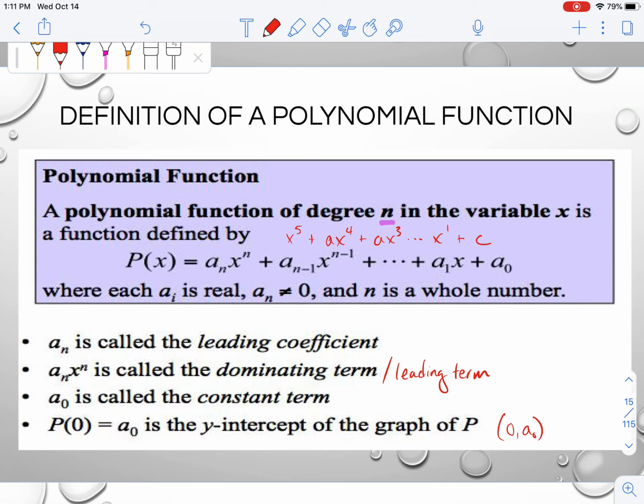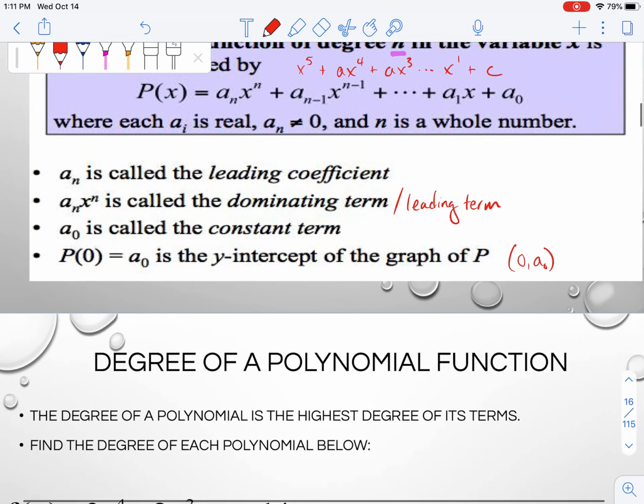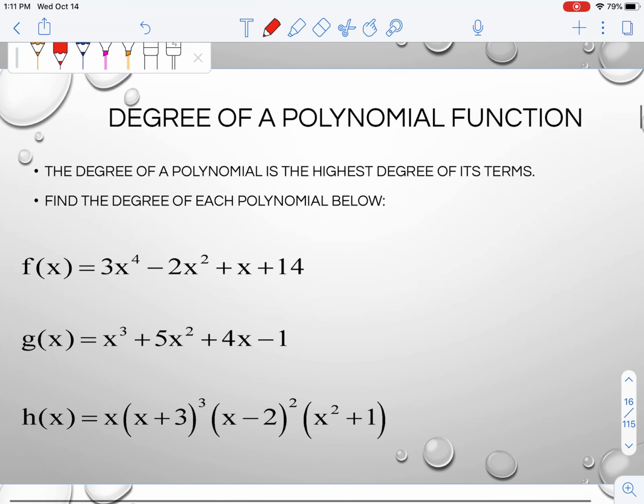Am I ever going to ask you to recite this? Absolutely not. But it is going to be important for you to understand some of the terminology that's in here, but I will never ask you to recite or write back the actual definition of a polynomial word for word. So let's talk about the degree of a polynomial.